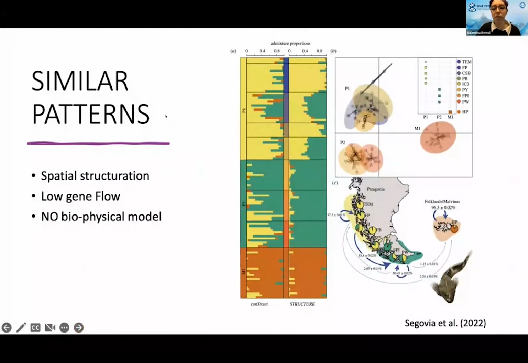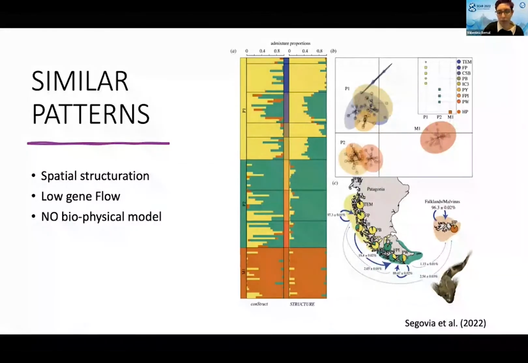So we found some similar patterns to what I'm talking about here for the Antarctic species, Pachyphyra antarcticus. We observed some similar spatial structuration in the sister species, Pachyphyra bispinis, from Patagonia, the south part of South America. And we also found 3 clusters. This research was published recently, and we found low gene flow between these 3 clusters also. It's a very similar pattern to what we observed with Pachyphyra antarcticus. Nevertheless, in this investigation, we didn't include a biophysical model as we are including now with Pachyphyra antarcticus.